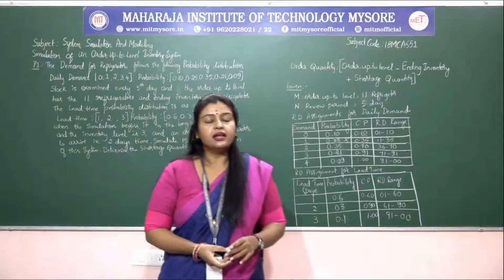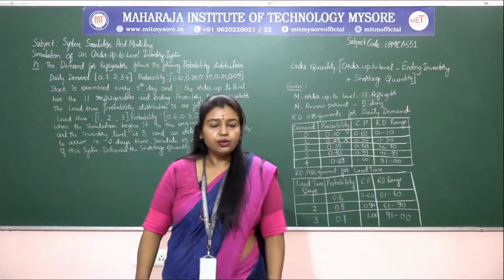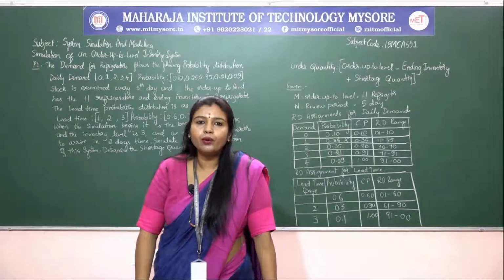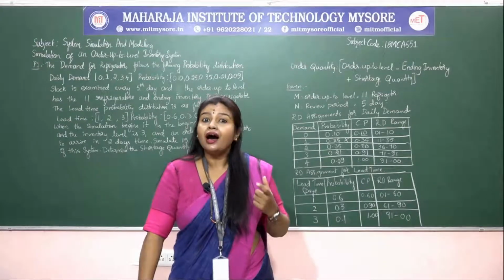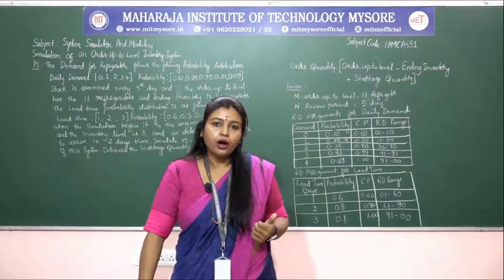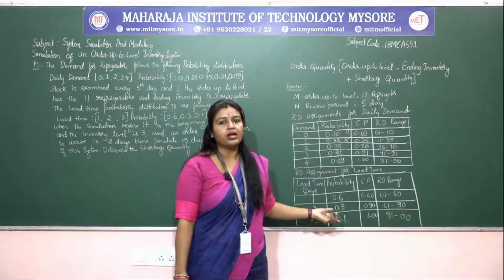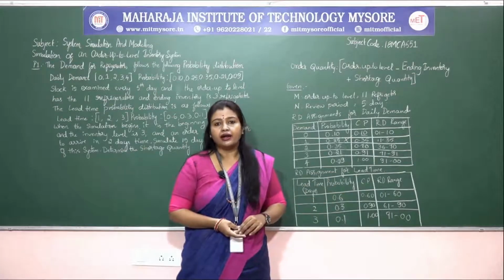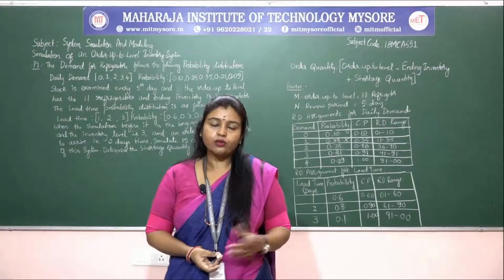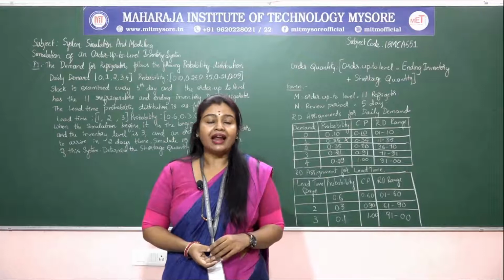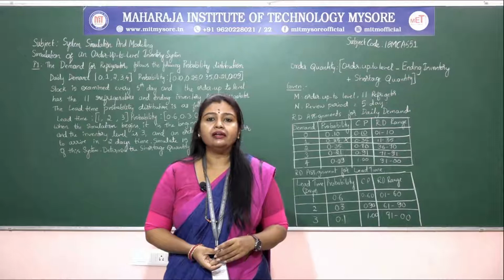Okay, next let us simulate for 15 different days. If we want to simulate for 15 different days, we need to calculate the demand, so for that we should have an RD, that is a random digit for demand. And also we need to calculate the lead time, so for that we also need an RD. For that we can look into table A.1, from which you can obtain the random numbers. So let us see how to simulate for 15 different days.